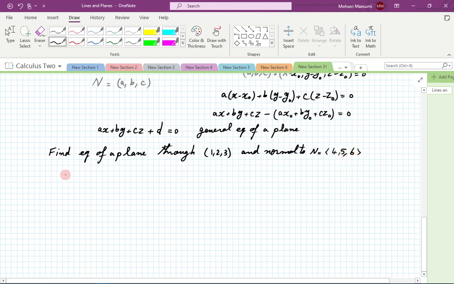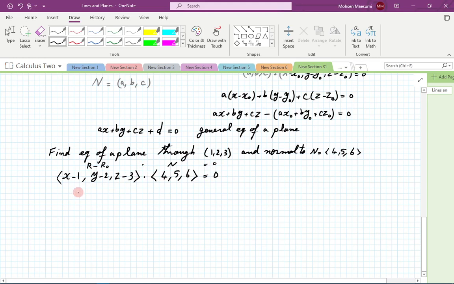So what do we write? x minus 1, y minus 2, z minus 3, dotted with 4, 5, 6 has to be 0. This is the normal vector, and this is the displacement from the base point to some arbitrary point on the plane. The dot of these two has to be 0.